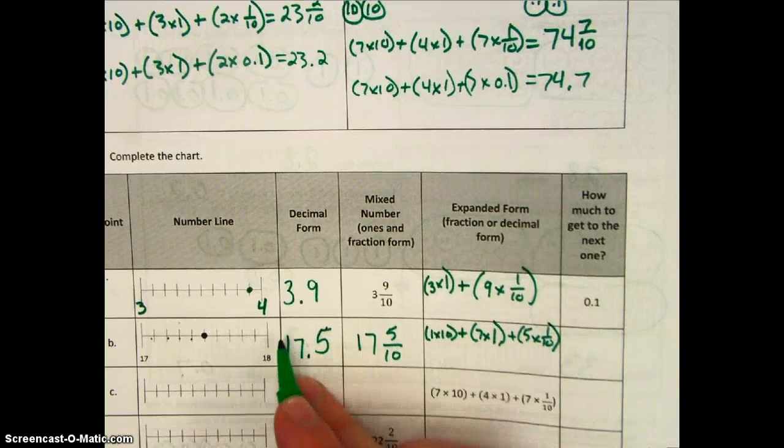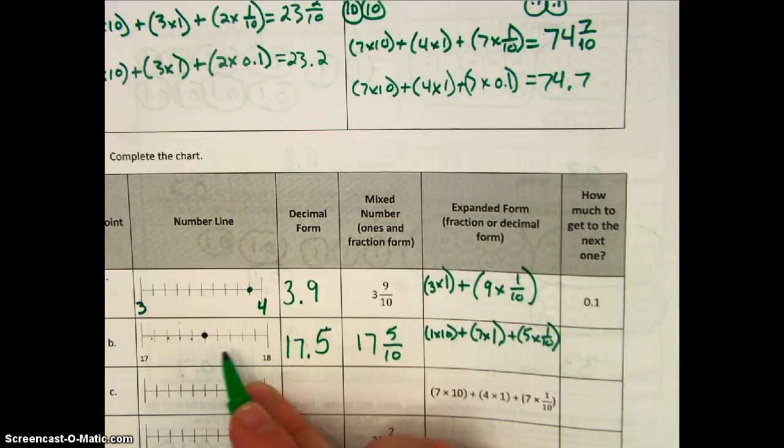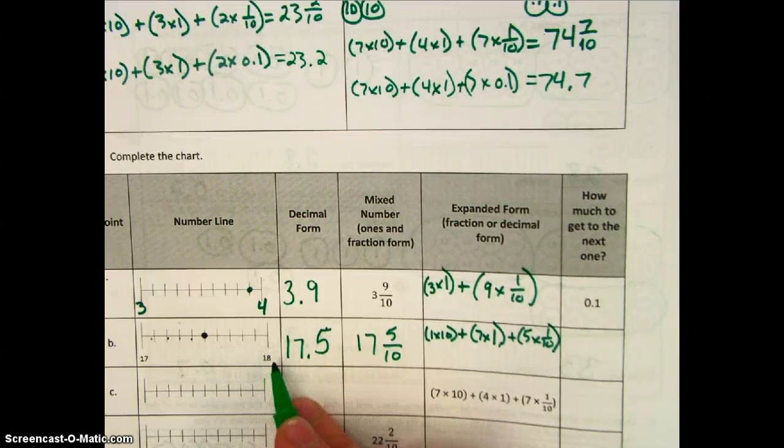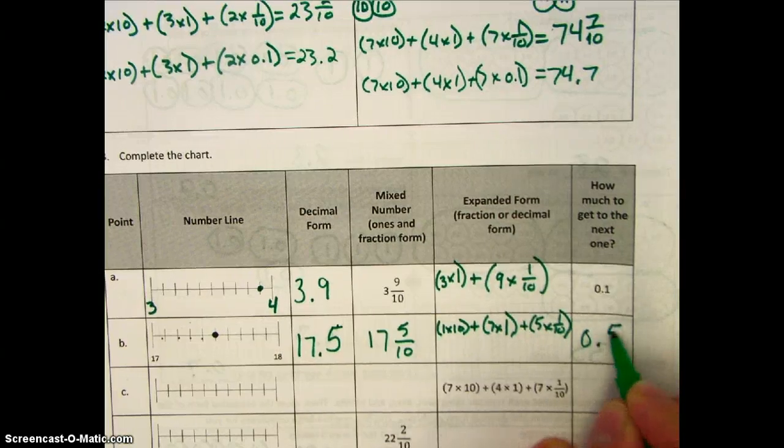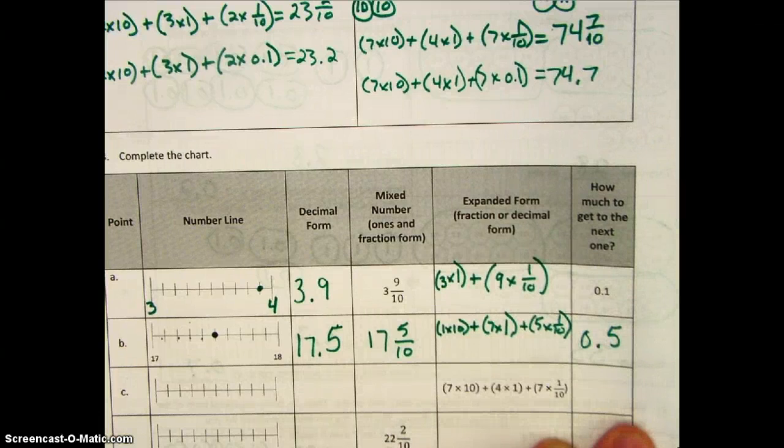Now again, since we're at 5/10, that means we're 5/10 away from getting ourselves to the next whole number, in this case, which would be 18. So we need 5/10 more to get to 18.